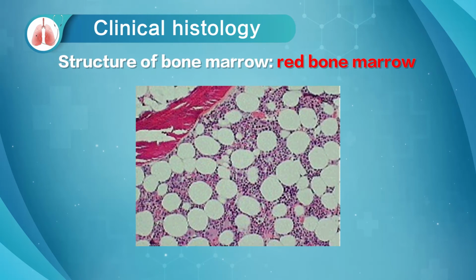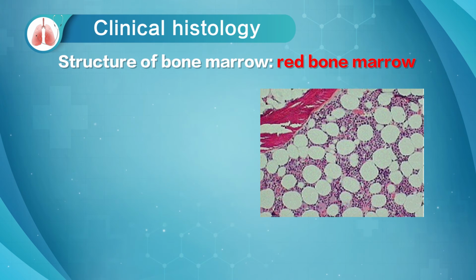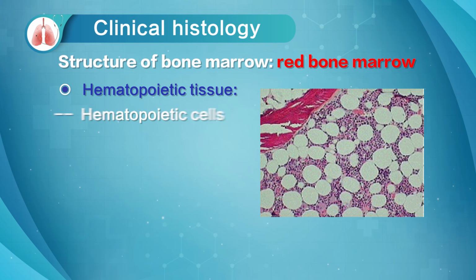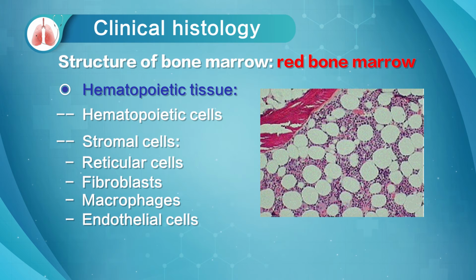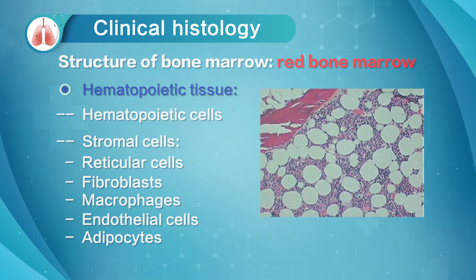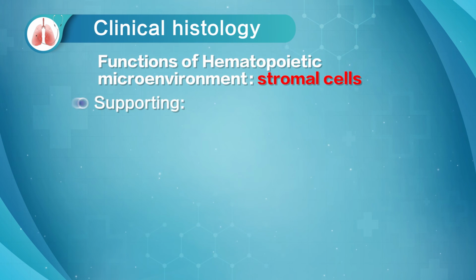We will take bone marrow, the major hematopoietic site of adults, as an example to discuss the organization of the hematopoietic microenvironment. The bone marrow is organized as hematopoietic islets, composed of hematopoietic cells, stromal cells, and extracellular matrix. Stromal cells include reticular cells, fibroblasts, macrophages, endothelial cells, and adipocytes. They support hematopoietic stem cells to control the hematopoiesis.